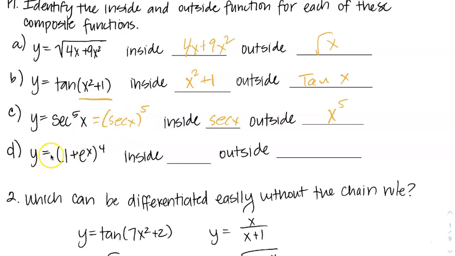Next one, y equals parentheses 1 plus e to the x, to the 4th. We'll just read my inside. 1 plus e to the x. I'm not sure why I said x squared earlier. Anyway, outside would be, make that an x, x to the 4th. There you go.